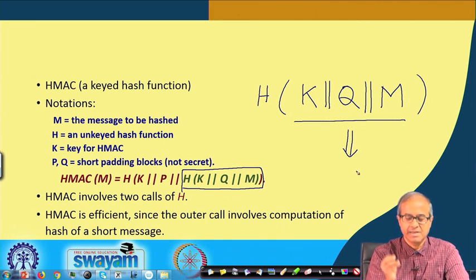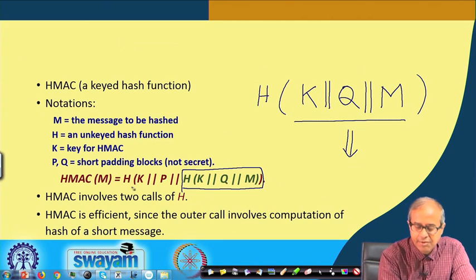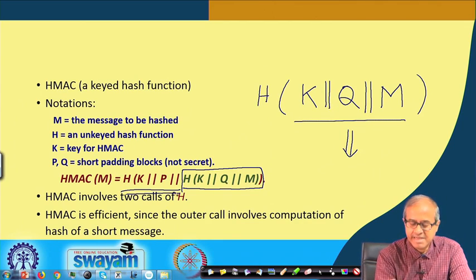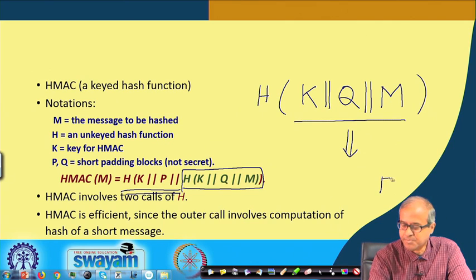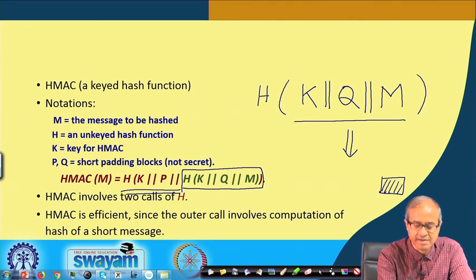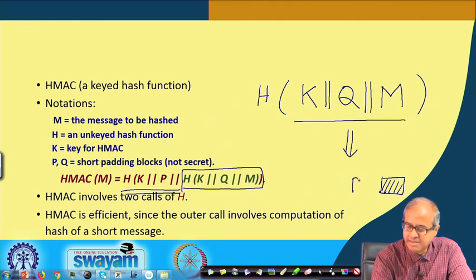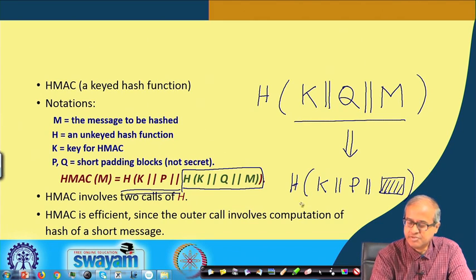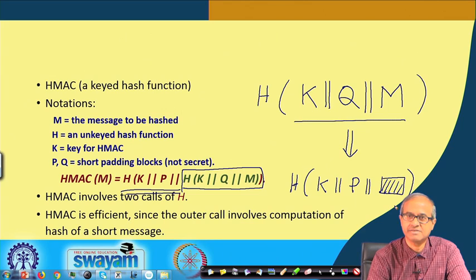Okay. This is not the end of the story. You apply another cycle of hash. In the next cycle, you take this hash value as your last part. This is the computed hash value. Then you have another short padding block P. Then that same key K, you concatenate again, put them together and apply hash on this whole thing. This will be your second round of hash calculation.